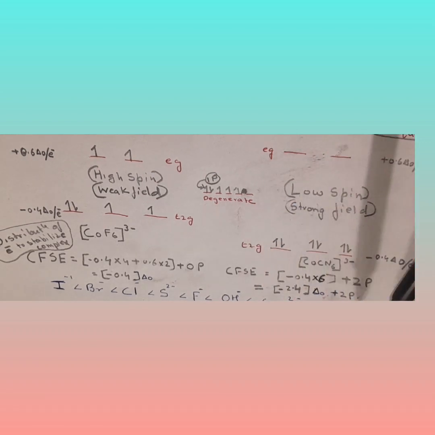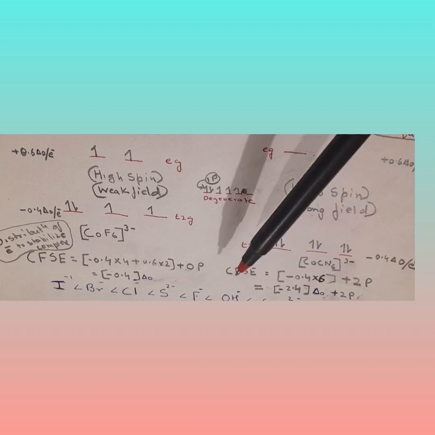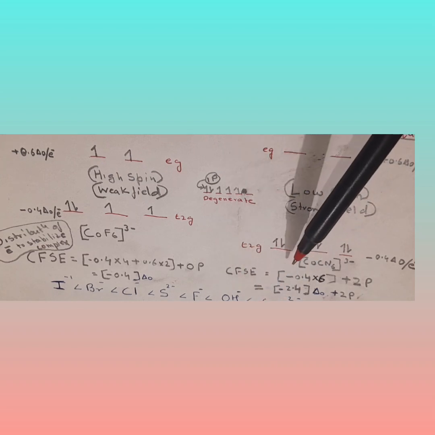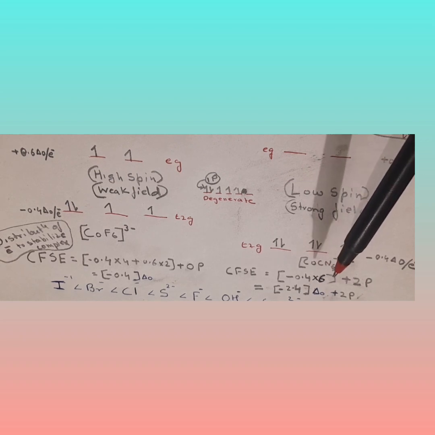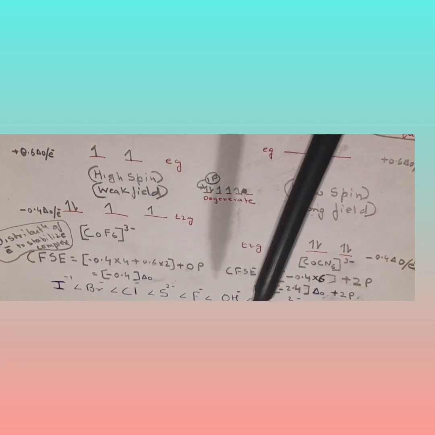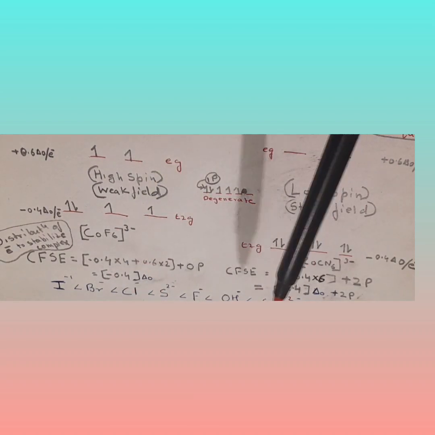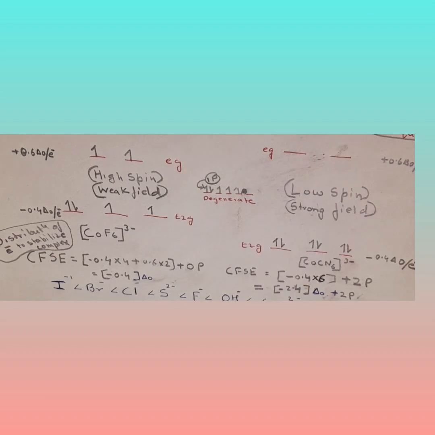So this becomes the total CFSE for the complex cobalt hexacyanide, whereas for cobalt hexafluoride it comes to this value. So this is how we calculate CFSE. Typically, the pairing energy value comes to around 15000 centimeter inverse.